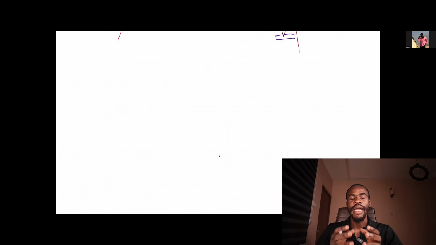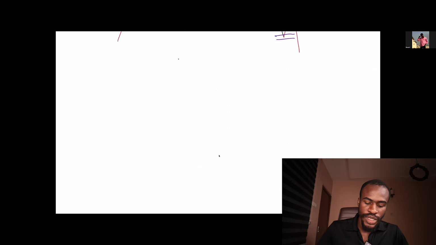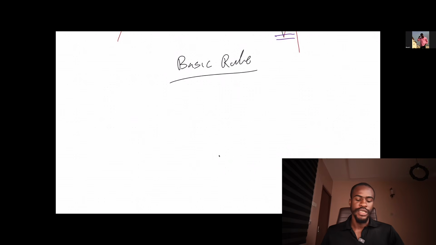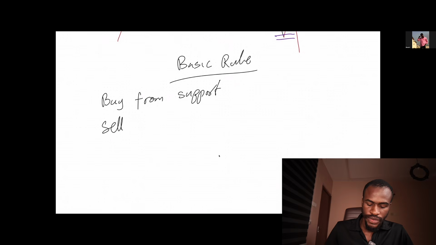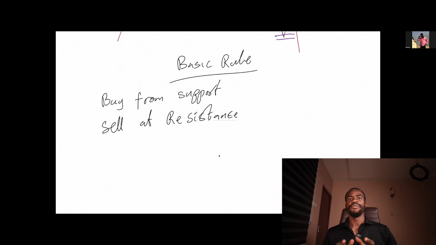Having looked at what support and resistance is, let's look at how we can use support and resistance to get buy and sell opportunities in the markets. Now, the basic rule of using support and resistance to trade is buy from support, sell at resistance. Buy from support, sell at resistance. But here's something very important. For this to work, we don't just dive into the market and start buying from every support or selling from every resistance. We have to factor in one very important thing: what direction price is going towards.